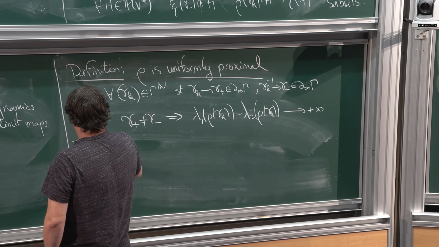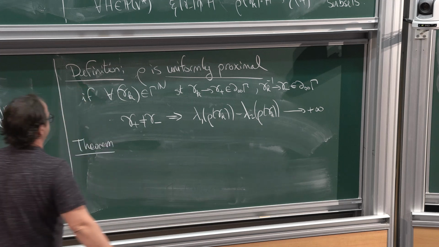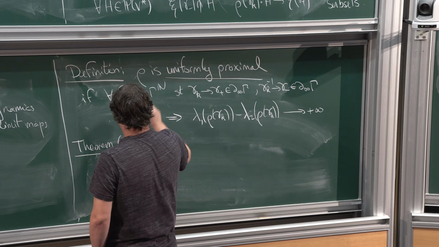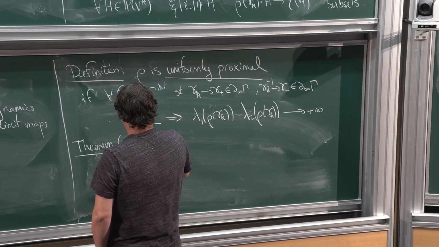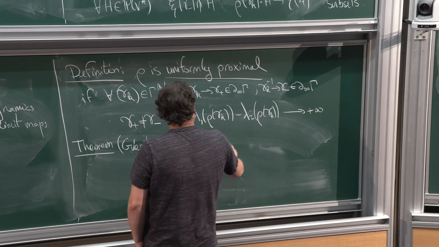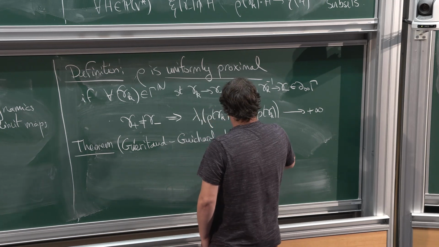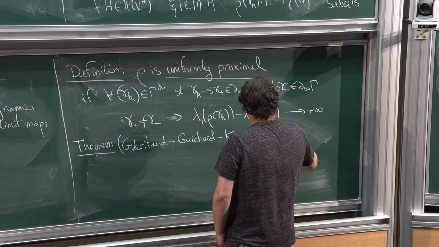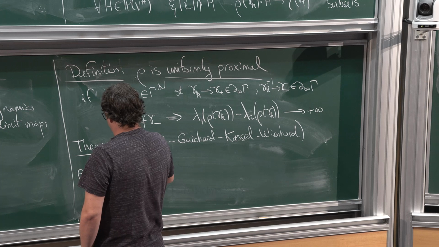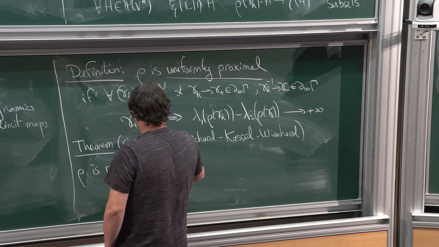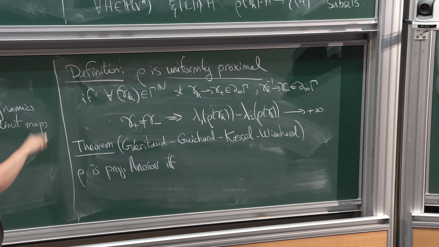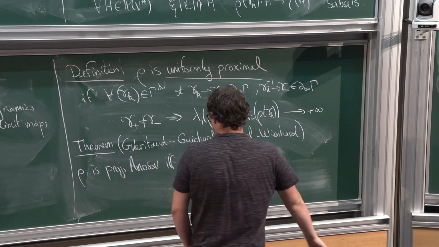All right, so your other characterization of Anosov representations here would be something from the work of GGKW. So this is Guéritaud, Guichard, Kassel, Wienhard, which is that rho is projective Anosov if and only if it admits dynamics preserving limit maps and is uniformly proximal.